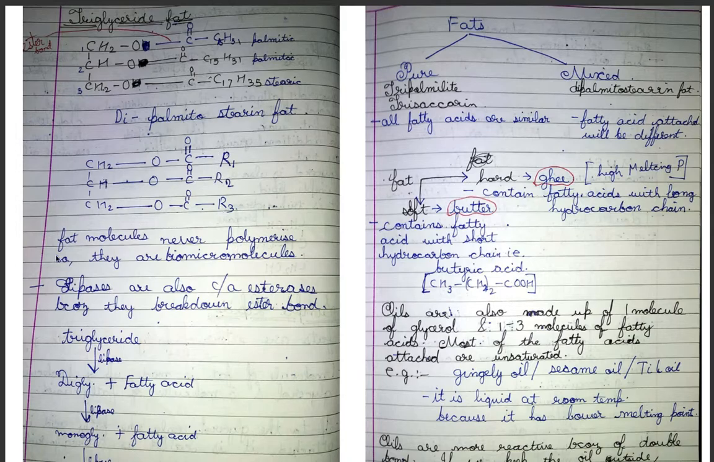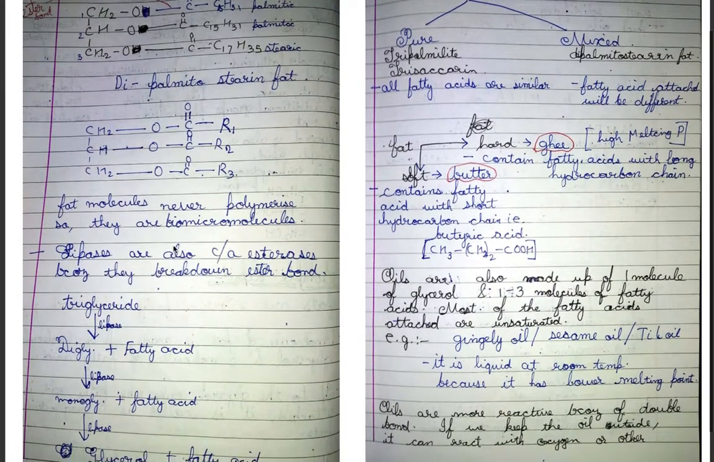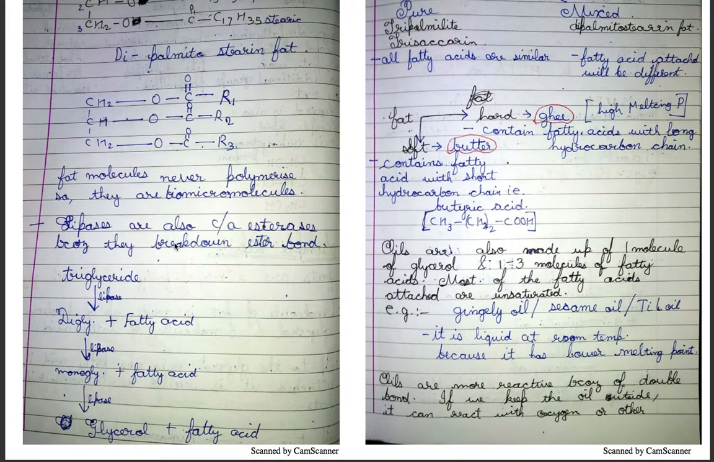Now fat molecules never polymerize, so they are biomicromolecules. Lipases are also called esterases, because they break down the ester bonds. Now triglyceride, when acted upon by lipase, forms diglyceride and fatty acid. Then again monoglyceride and fatty acid. Monoglyceride acted upon by lipase forms glycerol and fatty acid.